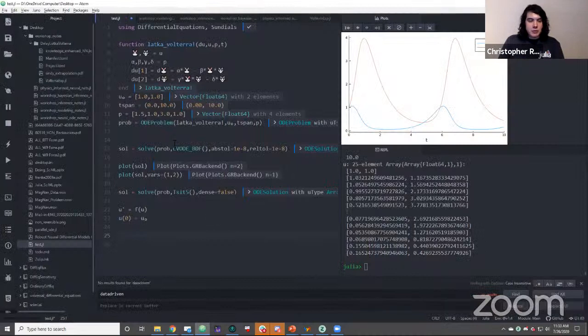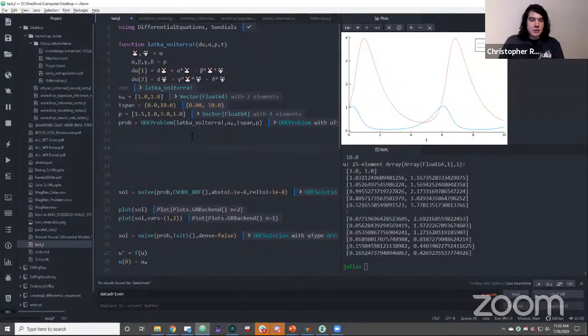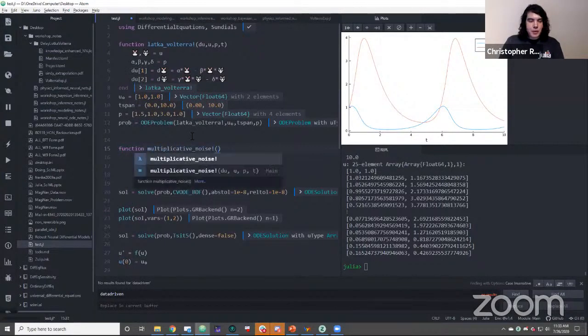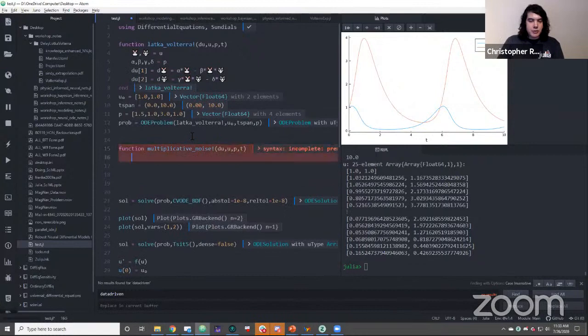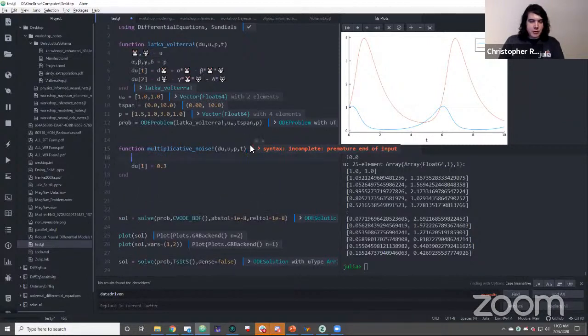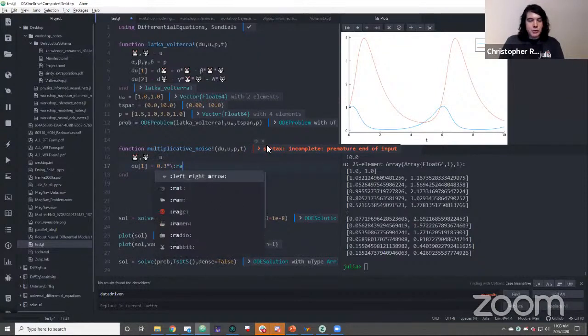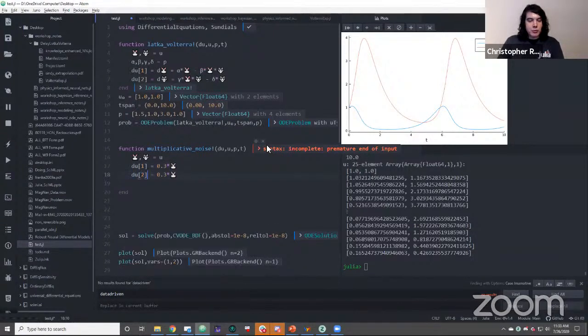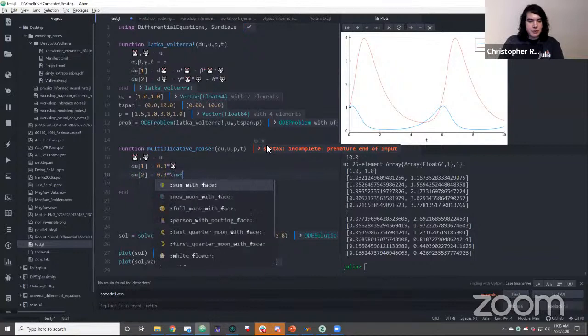Well, we can say I want to now make a stochastic differential equation. So I want to add multiplicative noise, and I want to, for example, say du of 1 equals 0.3. Let me just copy this down here. I want to make this multiplicative noise, so I want the amount of randomness to be proportional to the amount of rabbits. And I want the amount of randomness here to be proportional to the amount of wolves.